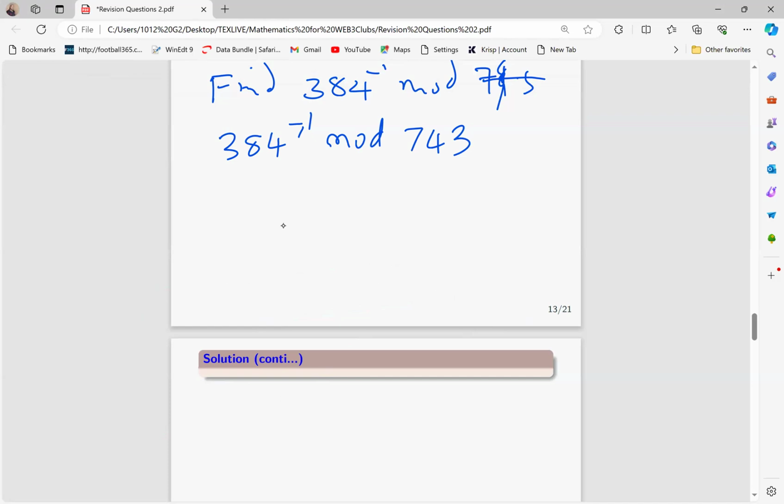Okay, so now we'll use Euclid's algorithm and the GCD. So 743, that's how many times? Let's divide. Looks like 1 or 2. 1. And the remainder is 359.